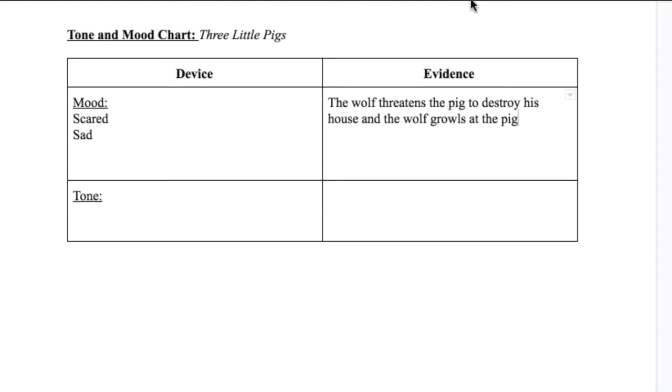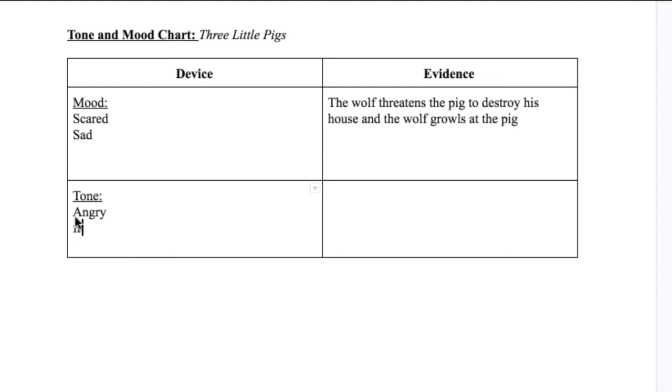Okay, so the next thing that we're going to take a look at here is the tone. So remember, the tone is how the author wants the characters to feel, and it's how the author may feel about a certain situation or opinion. So in this case, the author really wants to express the tone of being angry and frustrated. So what we're going to do is take another look at the text to try to figure out how we can make an inference about why the tone is angry and frustrated.